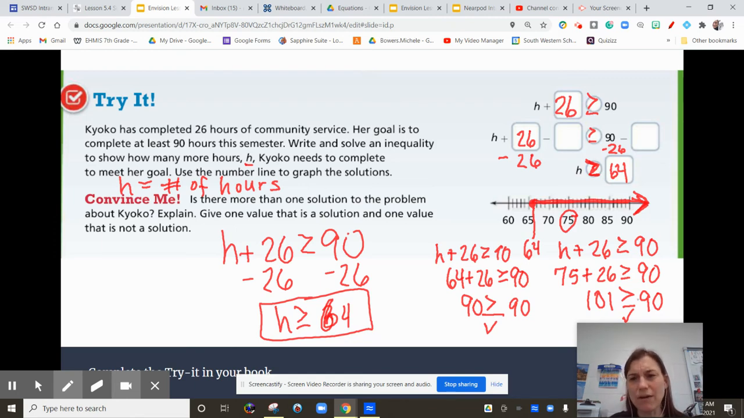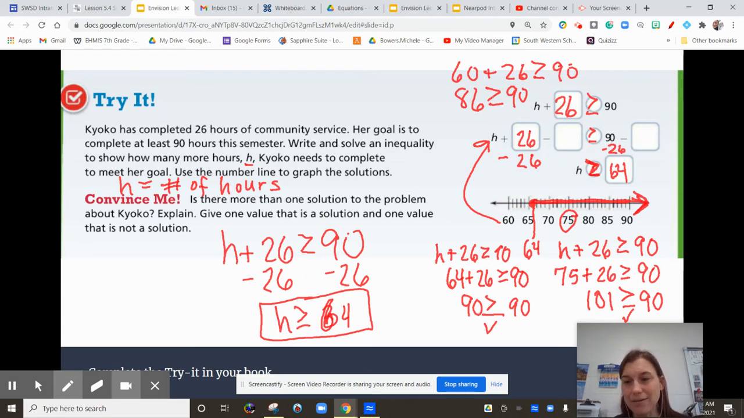And just to drive home a point here, let me put 60 in here. If I did 60, which is not shaded, 60 plus 26, would that be greater than or equal to 90? Well, 60 plus 26 is 86. Is 86 greater than 90? No. Is 86 equal to 90? No. It's not either one of those. So that's why it's not shaded, because it's not a solution. Only the things that are colored in are solutions.